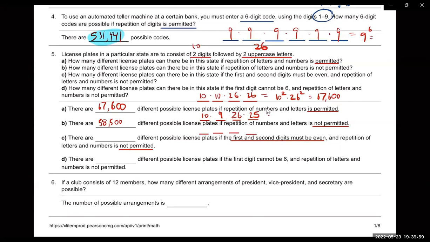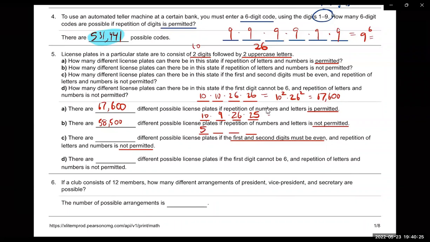Okay, so how many even digits are there between 0 and 10? I'm sorry, 0 and 9. So 0, 2, 4, 6, 8. 1, 2, 3, 4, 5. So there's 5 even digits. So there's 5 digits that are even.